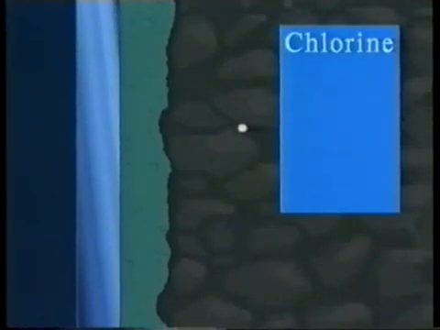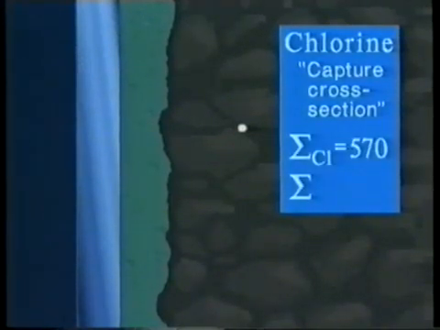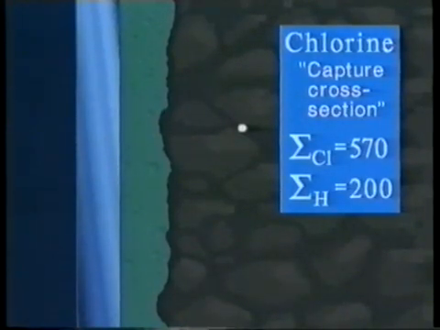Once thermalized, the neutrons are easily captured by nearby nuclei, which then release a gamma ray. Of the elements prevalent in the reservoir, chlorine atoms are particularly good at capturing thermal neutrons. The measure of an element's neutron capturing ability is termed its capture cross-section, or sigma. Chlorine's sigma is 570 capture units to hydrogen's 200. Because the capture unit is based on a per gram of atoms basis, chlorine is actually 100 times more effective than hydrogen at capturing neutrons.